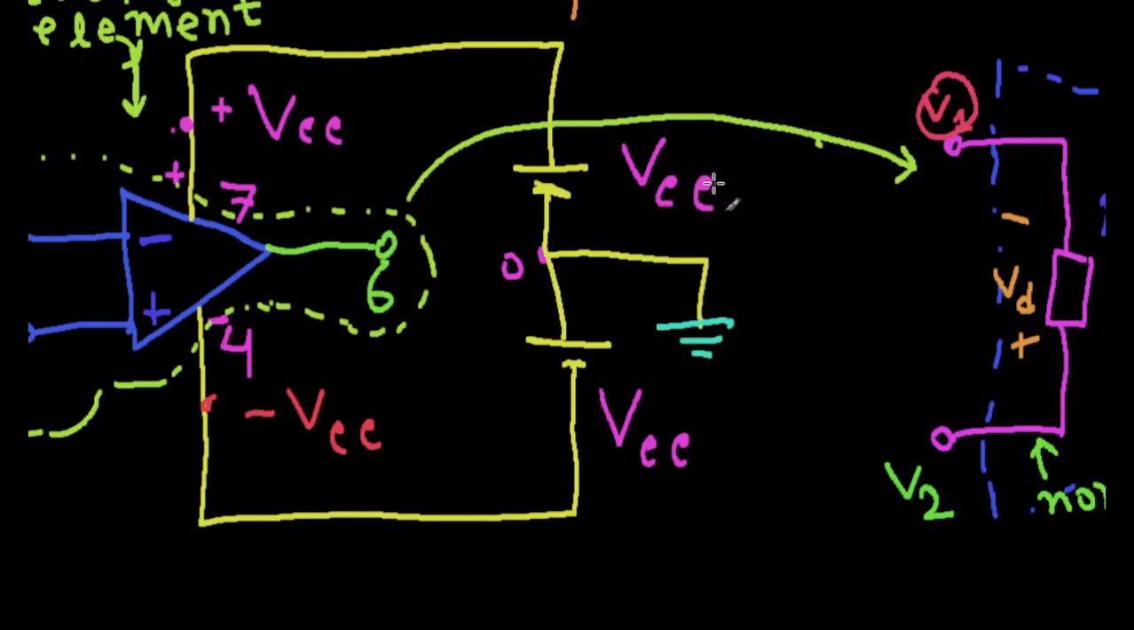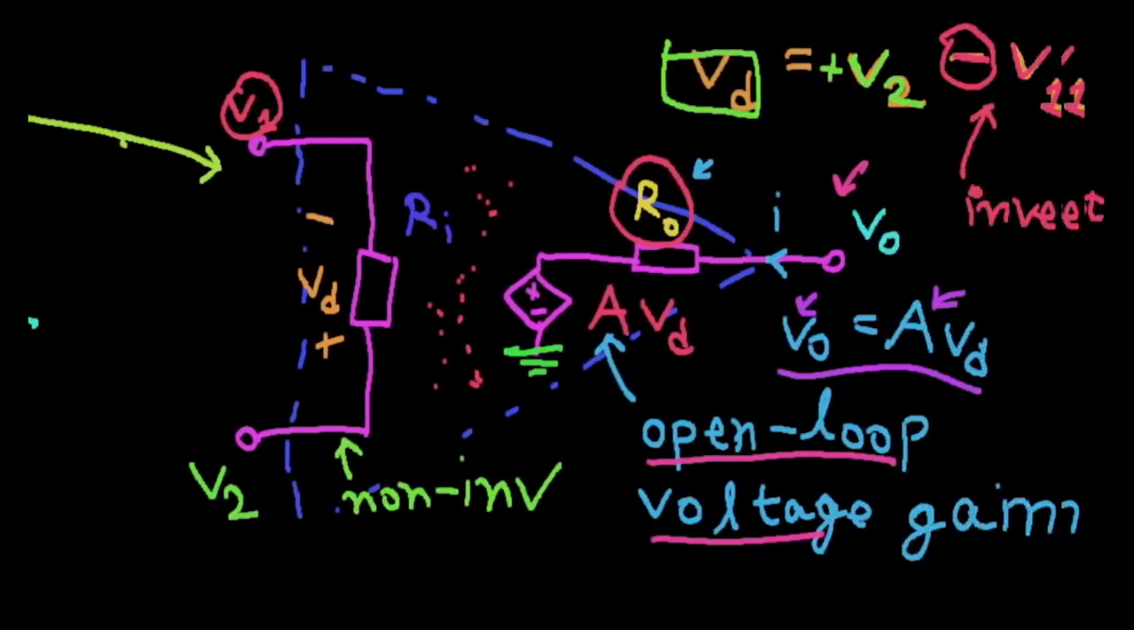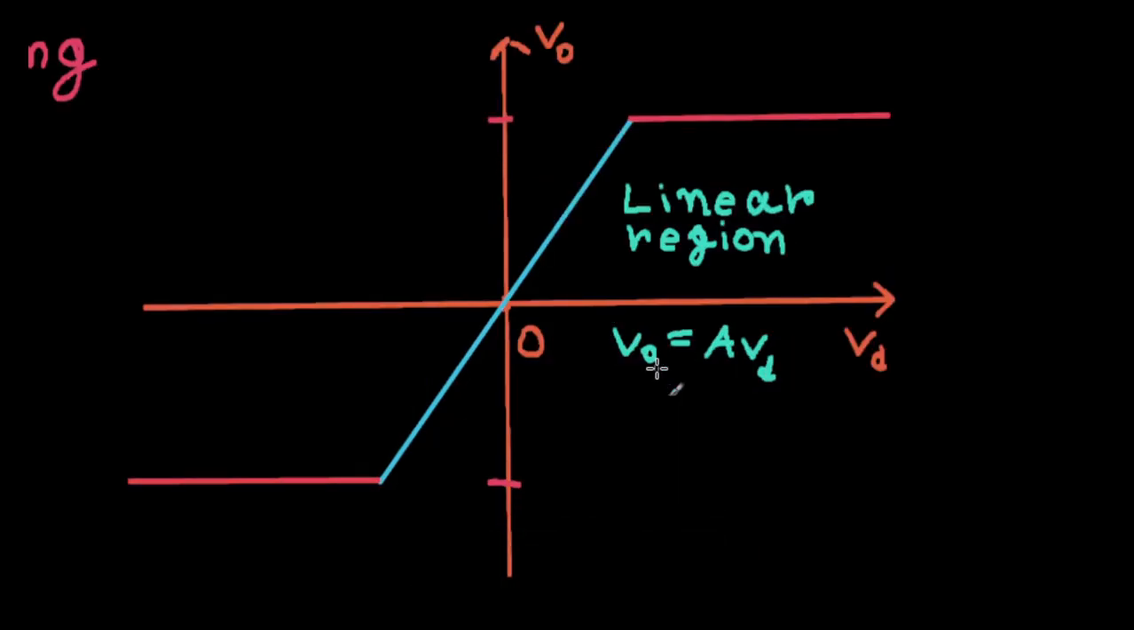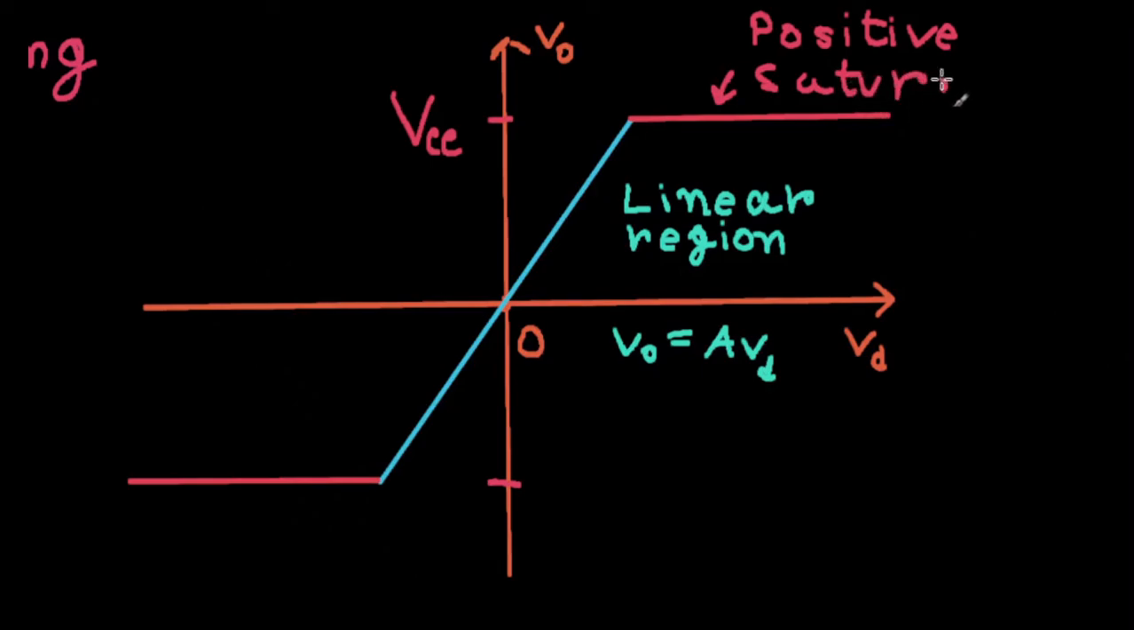In other words, if you just want to take the magnitude, it's VCC, right? And that is what actually limits the maximum positive and negative values here. This is the positive saturation value here. So this part right here, the fancy name for this is the positive saturation. Basically, your voltage is not going to increase anymore, no matter how much you increase VD. Your output voltage is going to remain constant at VCC, or you could say plus VCC.